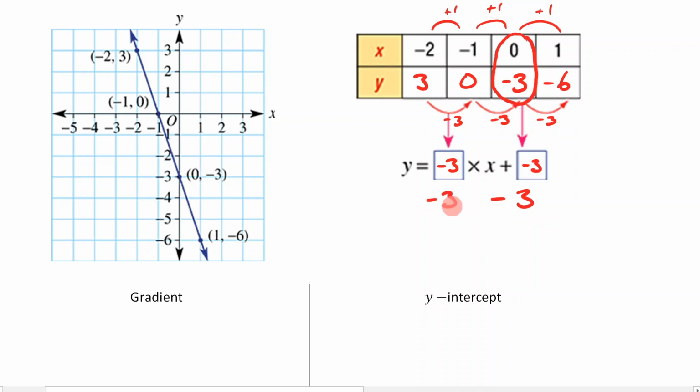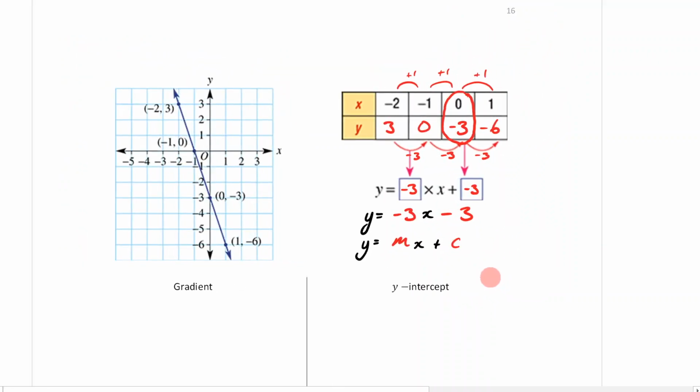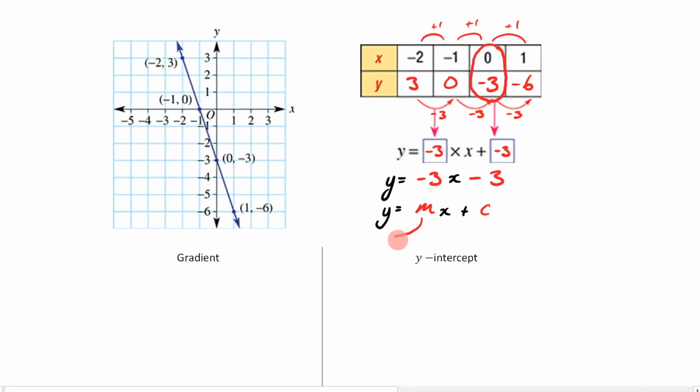So now, I could write this out a bit nicer. I could say that my y is equal to -3x minus 3. What I'm saying here, because this is in my gradient y-intercept form, is that my m value is -3, and here my c value is also -3. All right, let's now prove to ourselves that m is my gradient and therefore should be equal to -3.